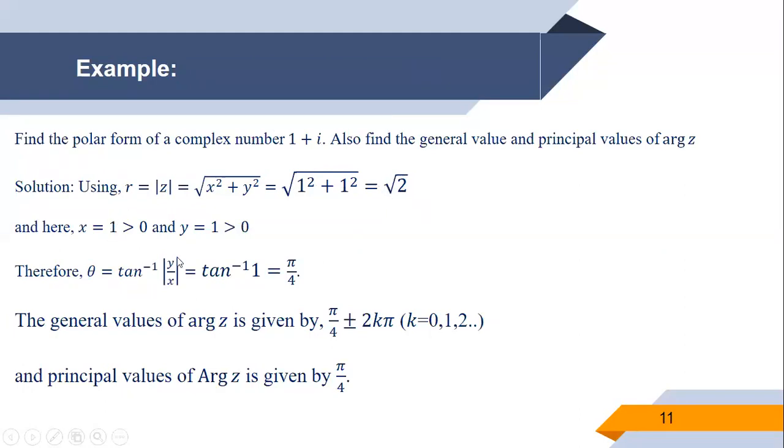Now for finding the value of theta, x is 1 greater than 0, y is 1 greater than 0. That means both values are in the first quadrant. So we use theta is equal to tan inverse y by x, and tan inverse of 1 upon 1 is tan inverse 1, which is pi by 4. Therefore the general value of the argument of z is given by pi by 4 plus 2k pi, or plus or minus 2k pi, where k is equal to 0, 1, 2 and so on. And the principal value of the argument of z is given by only pi by 4.